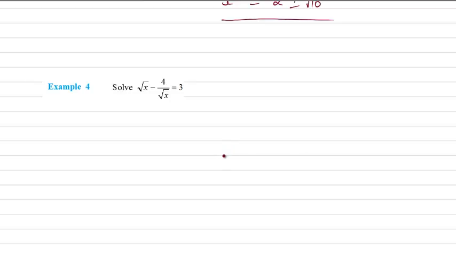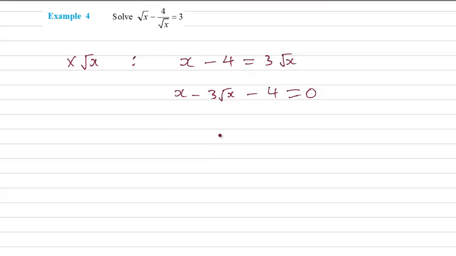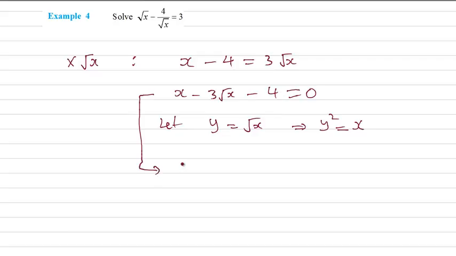Example 4. So we multiply every term by square root of x. So we're going to get x minus 4 equal to 3 times root x. So we have x minus 3 root x minus 4 equal to 0. So now we let y equal to root x, which means y squared is equal to x. So now we write this equation in y: y squared minus 3y minus 4 equal to 0.